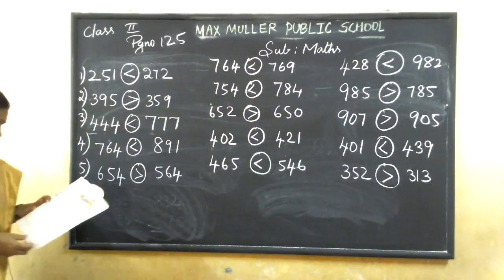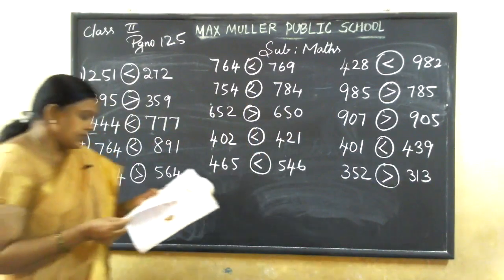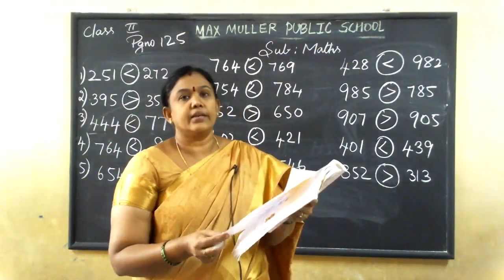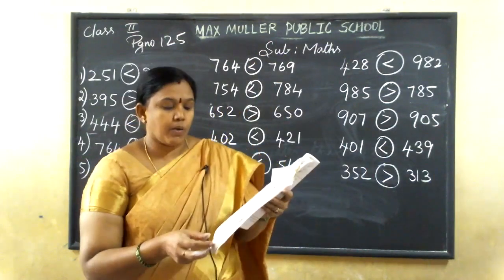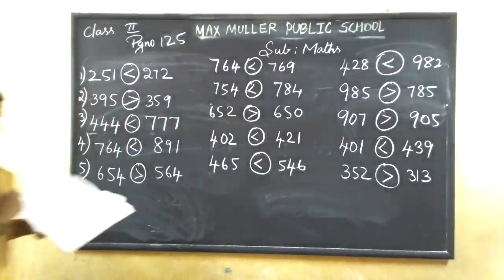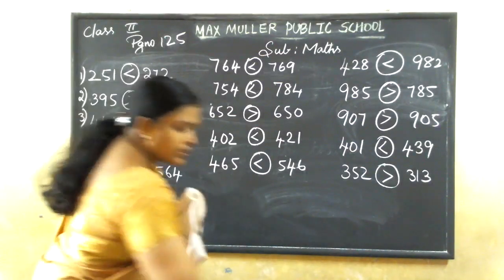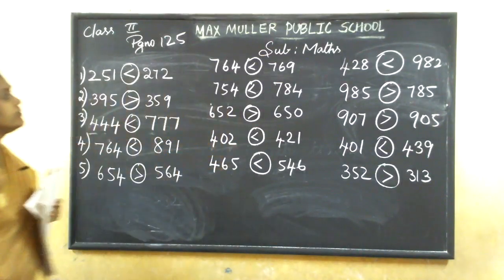Finish it neatly, children. We'll go to: arrange the following numerals in the descending order. You know descending order, no? Descending order means big to small. Finish it neatly. I'll give 5 minutes to write neatly.